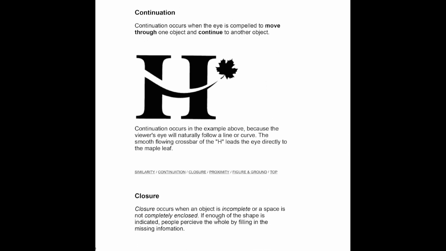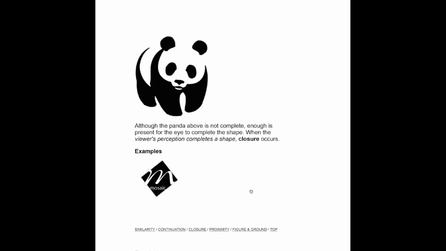The next principle is closure. Closure occurs when an object is incomplete or a space is not completely enclosed. If enough of the shape is indicated, then people perceive the whole by filling in the missing information. I'll show you an example of that.